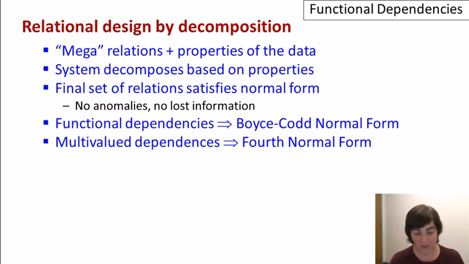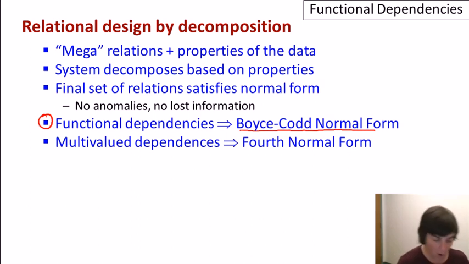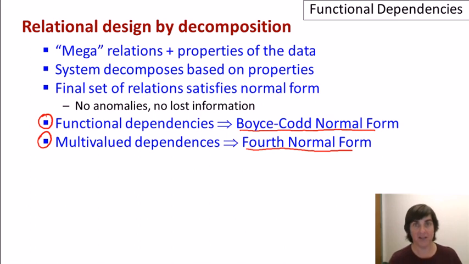And normal forms are good relations in the sense that they have no anomalies and they don't lose information from what was specified in the original mega relations. Now, the properties themselves are defined either as functional dependencies, in which case the system will generate Boyce-Codd normal form relations, or multi-valued dependencies, which will then yield fourth normal form relations. So this video, as you can tell, is about functional dependencies themselves.